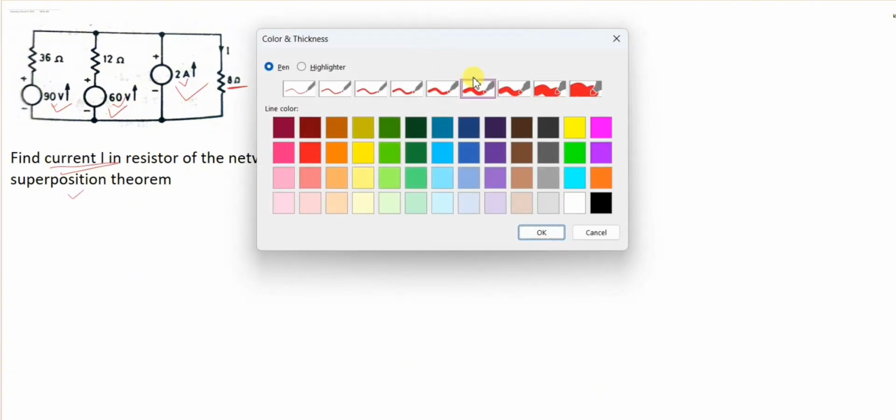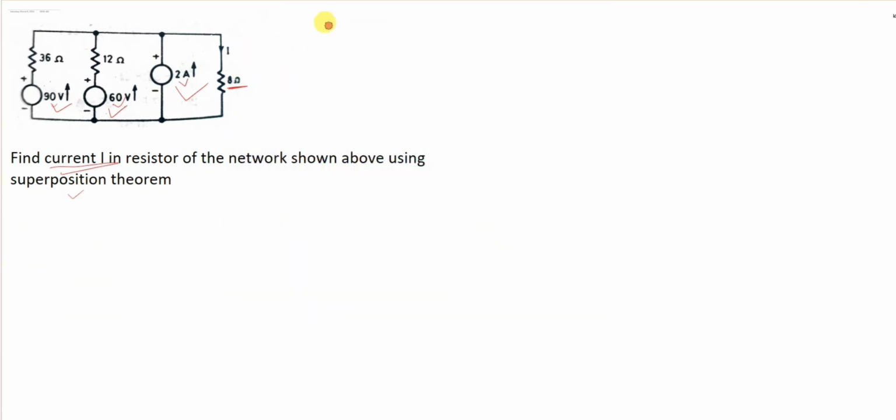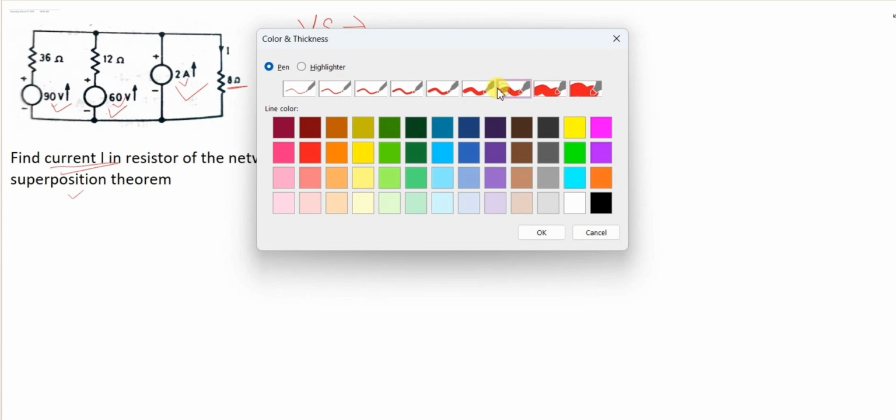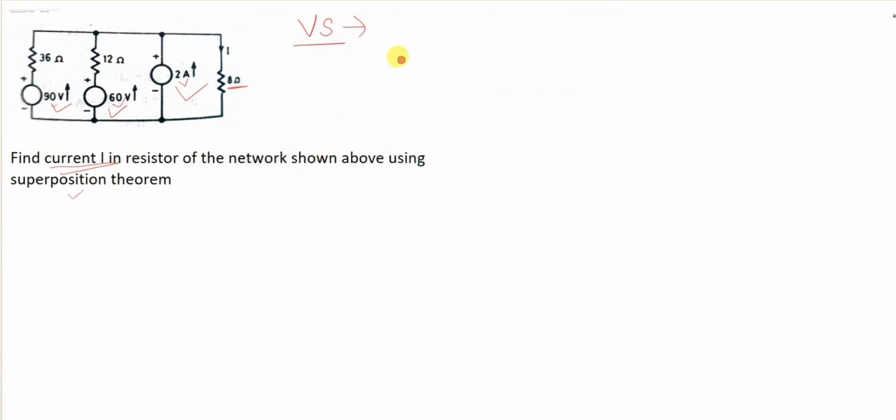If you remember, in the previous video I explained the reason for replacing the voltage source by a short circuit. A voltage source is always replaced by a short circuit when its internal resistance is not given. We consider this voltage source as an ideal voltage source. So we know we have to replace the voltage source by a short circuit, but in this case we are given a current source also. So the current source is replaced by what? Open circuit. Okay, the current source is replaced by an open circuit.